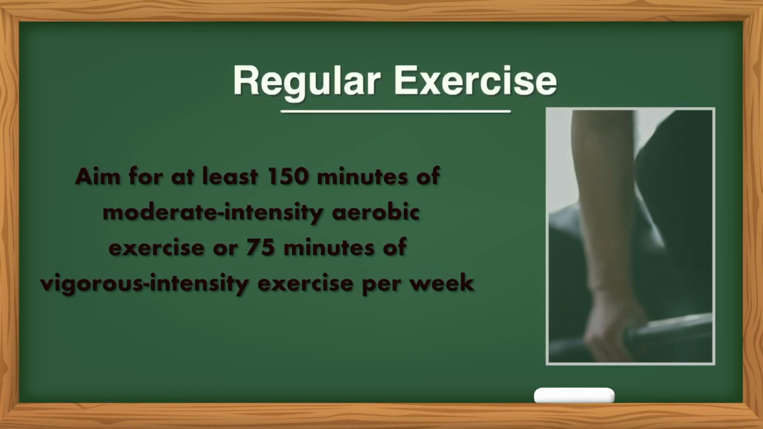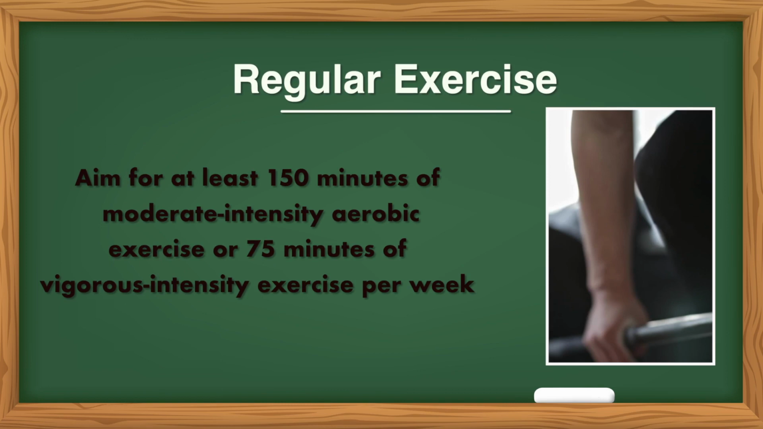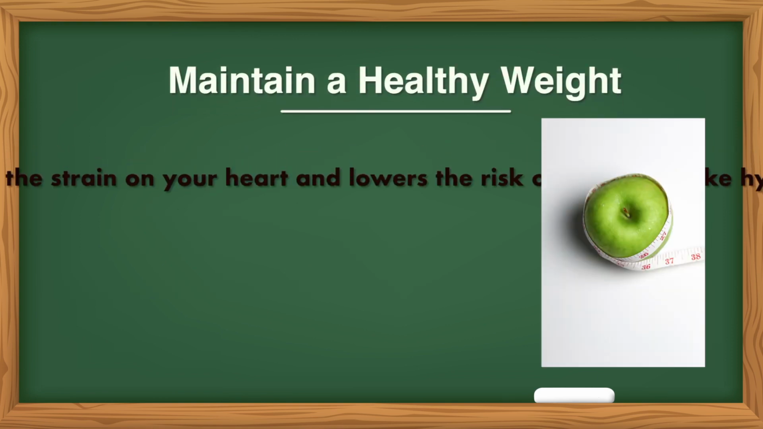The second is regular exercise. Aim for at least 150 minutes of moderate intensity aerobic exercise or 75 minutes of vigorous exercise weekly. It is very important to maintain a healthy weight. Achieving and maintaining a healthy weight reduces the strain on your heart and lowers the risk of conditions like hypertension and type 2 diabetes. Next preventive measure is not to smoke.